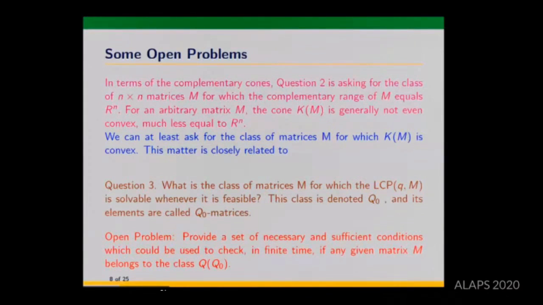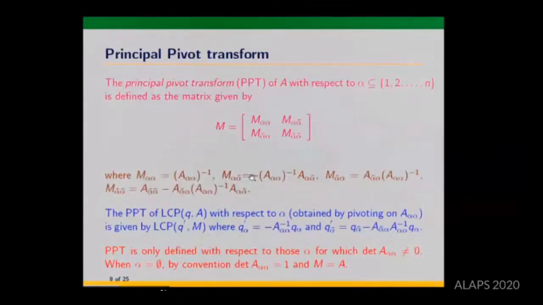I have mentioned this class is known as Q0, and the matrices which belong to that class are called Q0 matrices. Now the open problem associated with this: provide a set of necessary and sufficient conditions which could be used to check in finite time if any matrix M belongs to class Q and Q0. So we have two problems in hand, the uniqueness of the solutions and the existence of the solutions.